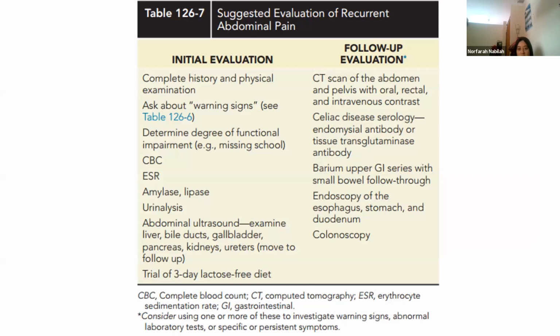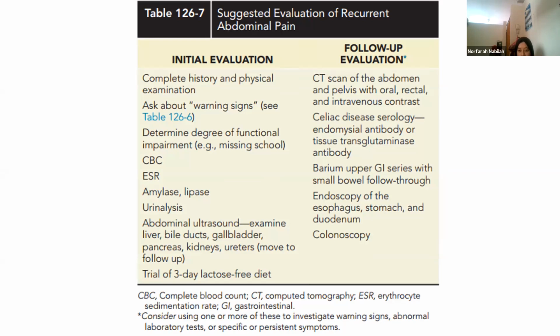Okay, so these tables actually tell about examples of evaluation that can be done for patients who complain of recurrent abdominal pain. So first, of course, we need a complete history and physical examination, and then don't forget about the warning signs. Also, we need to determine the functional impairment such as missing school, especially in children.